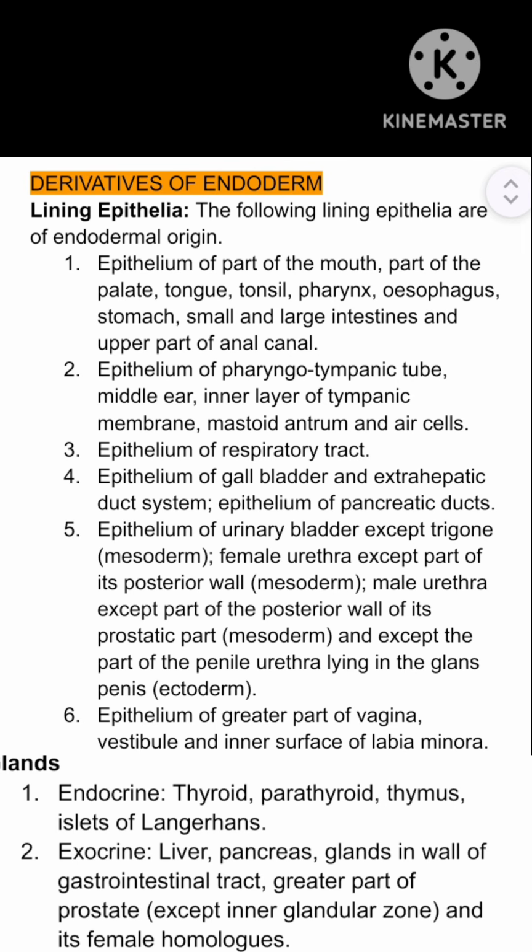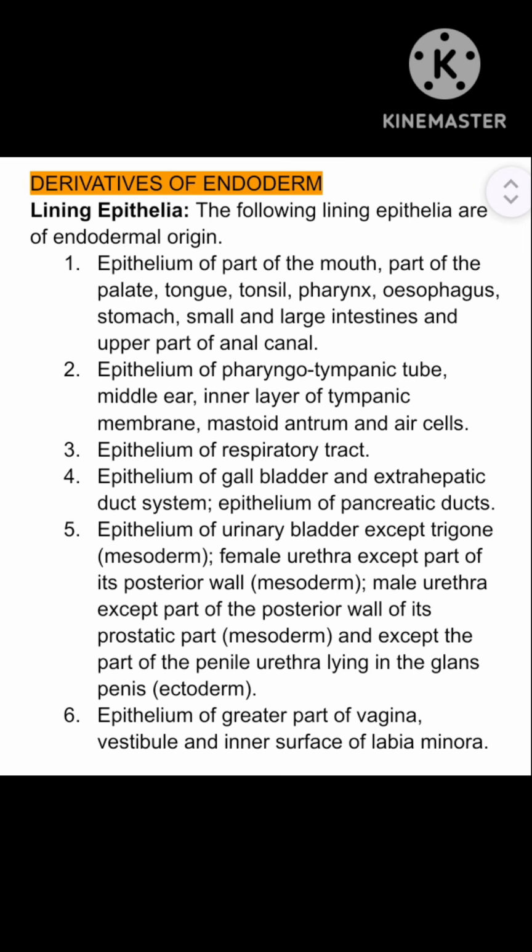Glands. Endoderm gives rise to important endocrine glands like thyroid, parathyroid, thymus, and islets of Langerhans. Among exocrine glands, it forms liver, pancreas, and glands of gastrointestinal tract. Finally, we will see mesoderm, connective tissue.